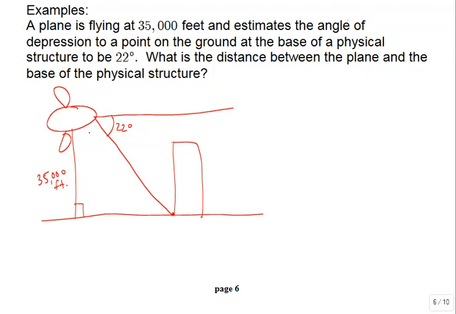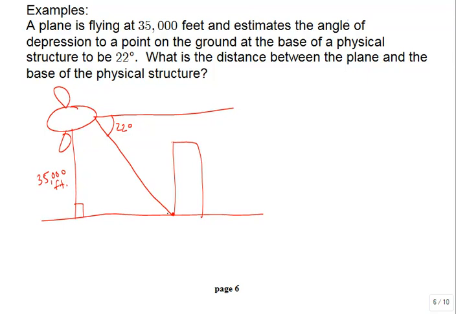Now notice that this angle here is 22 degrees, and that's not one of the angles inside of my right triangle. So you have a couple choices here. You could use the complementary angle theorem and figure out this one, which would have to be 90 minus 22 because the two together are forming a 90-degree angle. Or you can use a little bit of geometry.